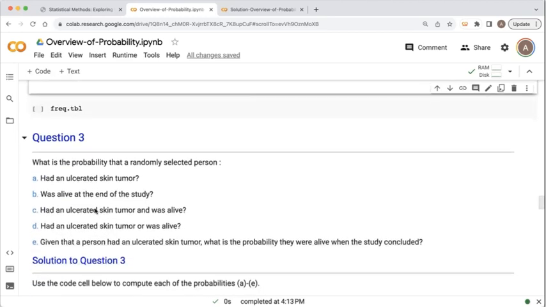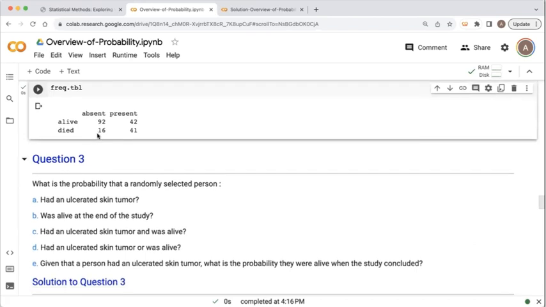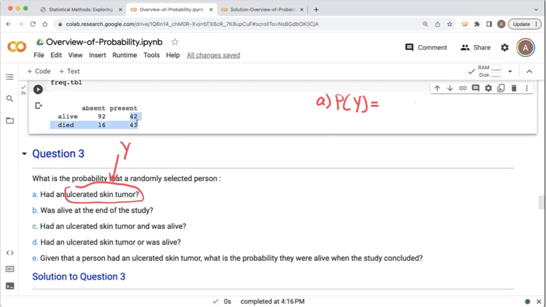So question 3 is asking us to use the table in this frequency table. So I'll print that out above so we have it close to the question, to calculate a number of probabilities from this two-way table. So if I denote the event that the person had an ulcerated skin tumor with a Y, then in part A, we want to calculate P of Y. So I can take the total number of people in event Y, which is had an ulcerated skin tumor. So that's the 42 and the 41. That's the total from this column, 83.